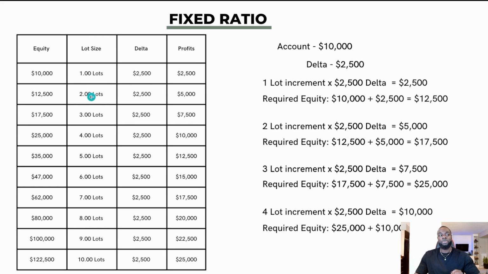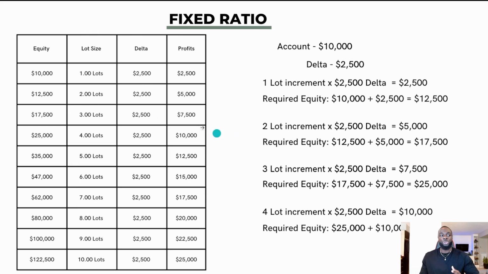So in order for me to get to 2 lots, I have to make 2,500 in profit. And when I make 2,500 in profit, I increase incrementally to 2 lots. And when I get to 2 lots, I times that by the 2,500 delta, which will give me $5,000 in terms of profit. That's what I need to make, $5,000 in profit, in order for me to get to 3 lots. And as you can see here, it shows me every step of the way. And if my account falls back to 12,000, I go back to 2 lots. If it falls back to 10,000, I go back to 1 lot. That's essentially how it goes.